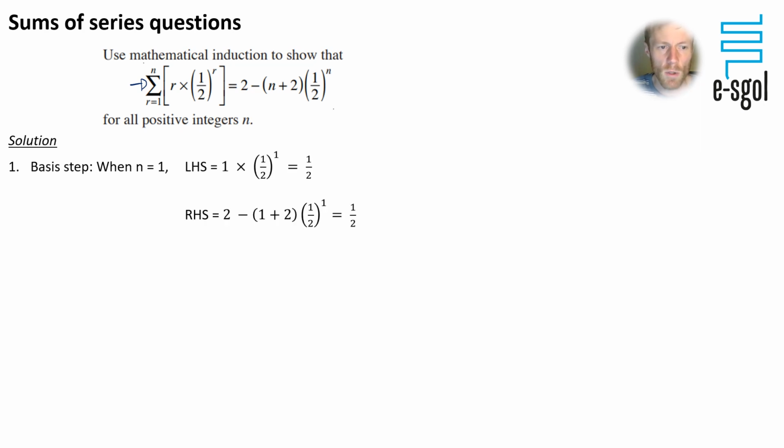We start as per normal with the basis step. For this one, it seems to make sense to concentrate on the left hand side and the right hand side separately. So that's what I've done. This bit here is going to be 2 minus 3 times a half. So 2 take away 1.5 would still give me a half. Look at the left hand side and the right hand side separately, and then just say they're the same. Therefore, it's true for n equals 1.